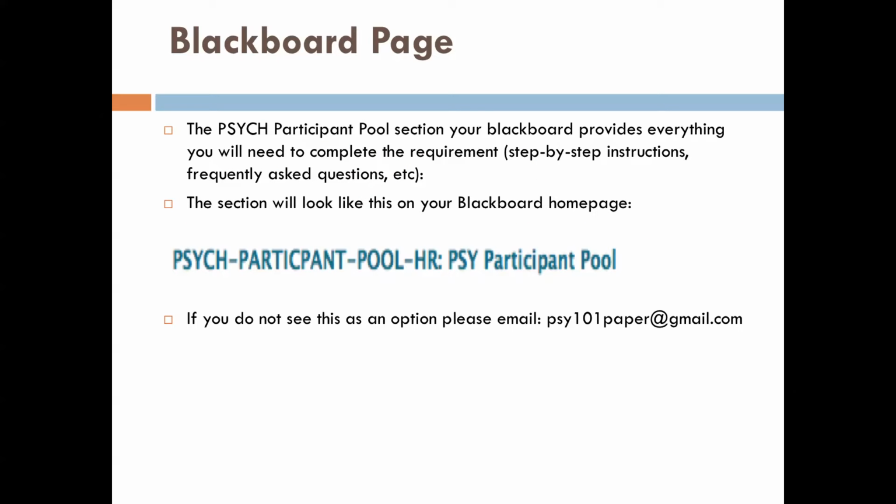As I mentioned, we do have a Blackboard section titled Psych Participant Pool. When you log into Blackboard, you should see this on your homepage as it is shown right here. Now, this link is on Blackboard and has multiple sections explaining in detail how to successfully complete the Psych 101 research requirement. If for some reason you do not have this section in Blackboard under My Courses, please email us with your red ID and we will make sure it gets added to your profile.